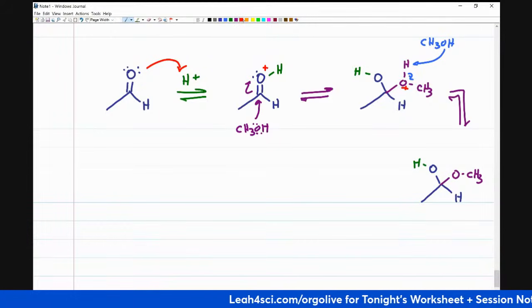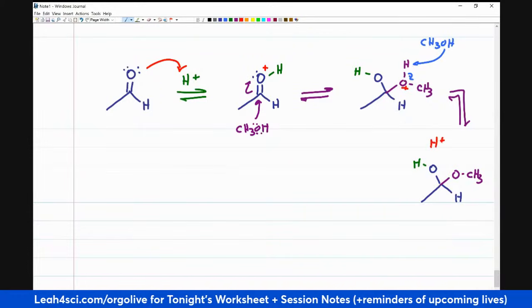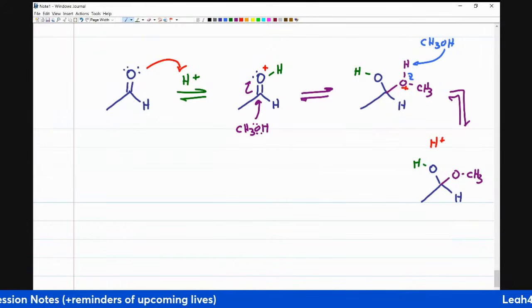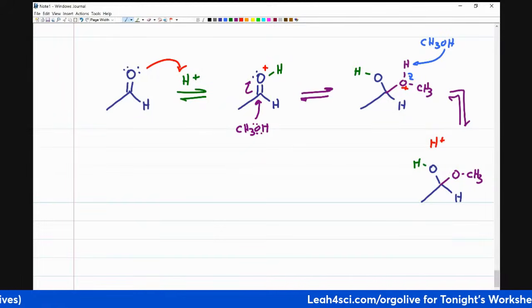This is neutral, but the reaction is technically not done because this can keep going in the presence of additional acid. One of the oxygens is going to grab another proton from solution. Now, this is where you want to be careful because a lot of students will ask me, Leah, how do you know which one is going to grab it? Very simple. We don't because they both do. Well, how do we get a product if they both do?